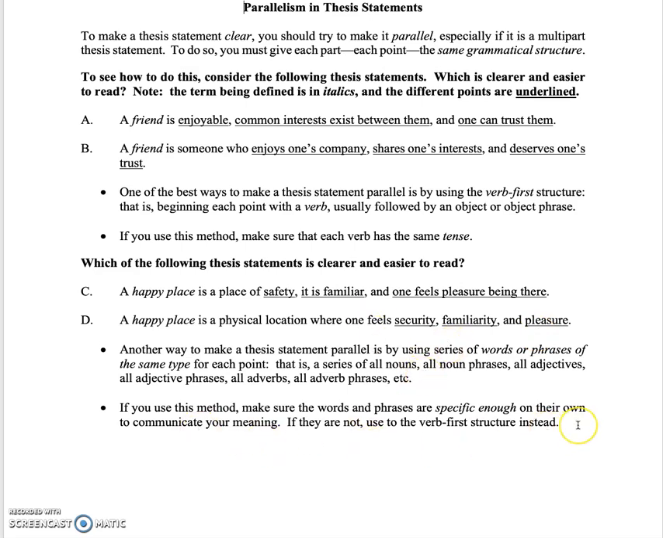Now, the one caveat I have for this is it's not always possible to be specific enough when you're laying out the parts of your thesis if you're limiting each part to just one word. Sometimes you can, in this case it works, but sometimes you can't. And often what happens is one of the three you can't quite capture with one word. And so if that happens, you need to then say, well, let me go with the verb first clause structure. So these are just some strategies that'll help you make your thesis statement more parallel and easier to read.